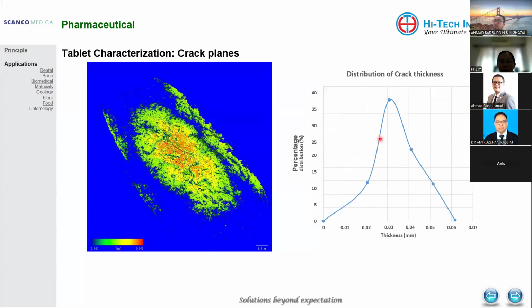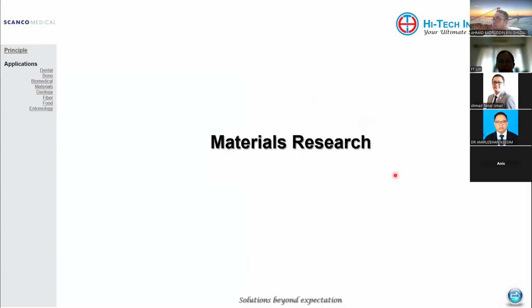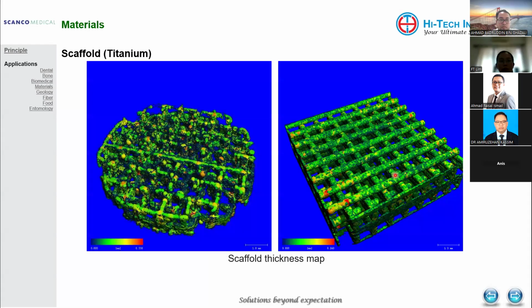Okay, so you can get the distribution of the crack. The different colors, the green, red, and the yellow, is the crack. So you can see it is indicating different compounds based on the intensity that we obtain from the MicroCT slices. So from here, we can calculate the volume, okay, based on the density.